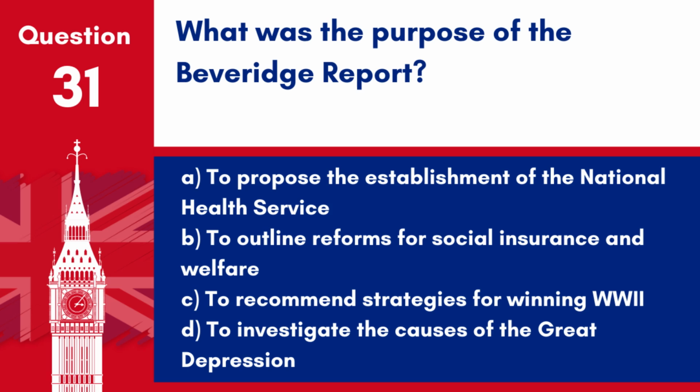Question 31. What was the purpose of the Beveridge Report? A. To propose the establishment of the National Health Service. B. To outline reforms for social insurance and welfare. C. To recommend strategies for winning World War II. D. To investigate the causes of the Great Depression.